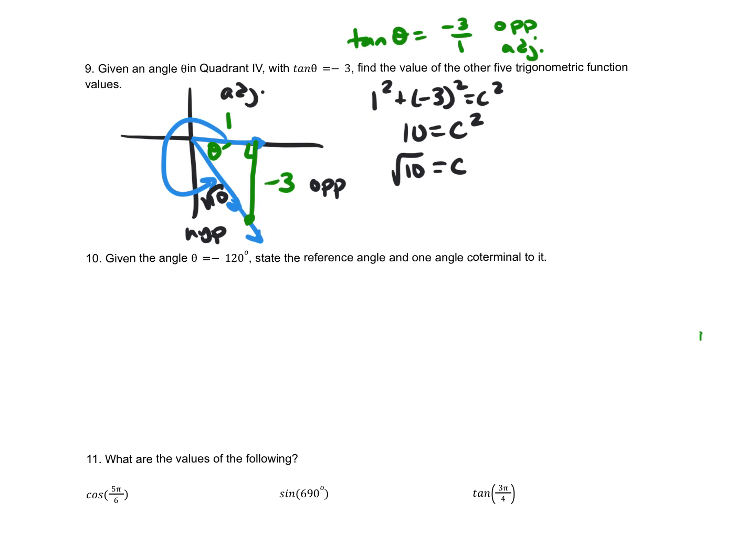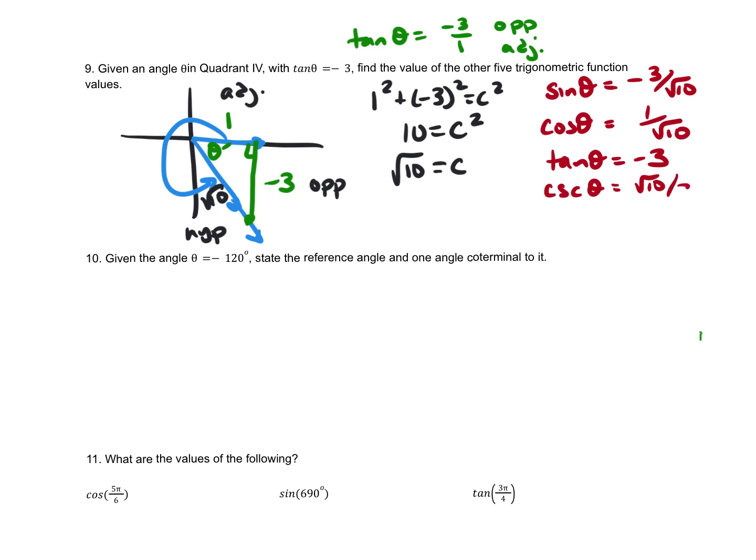So, same old stuff. Sine of theta is opposite over hypotenuse, -3 over radical 10. Cosine is adjacent over hypotenuse, 1 over radical 10. Tan we already knew, tan was -3. And then we just start flipping. Cosecant is radical 10 over -3. Secant is just radical 10 over 1. And then cotan is the flip of -3, so -1/3.